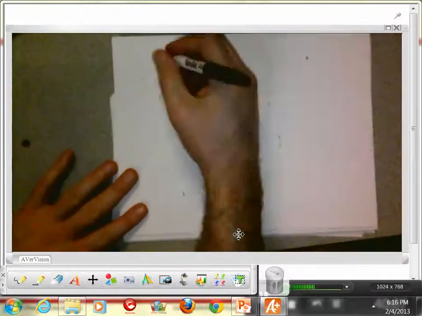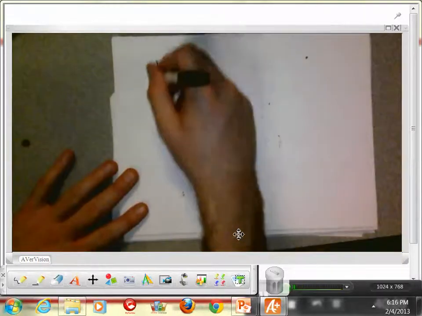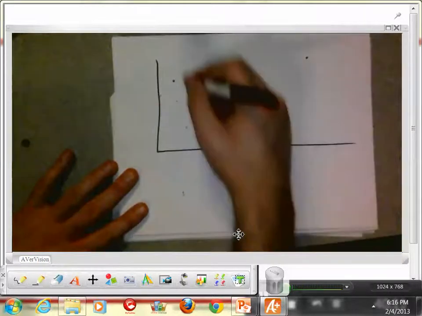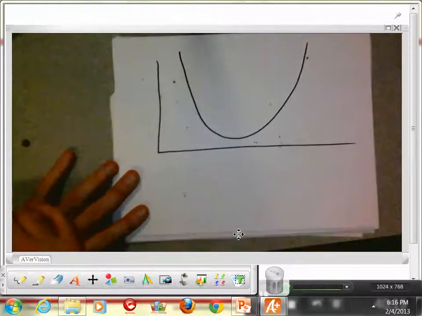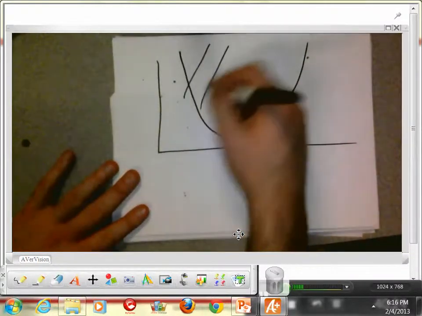So whenever we have a graph like the one we just had, and we have a bowl over here, what is the second derivative for this function? Positive or negative? Positive. Right?